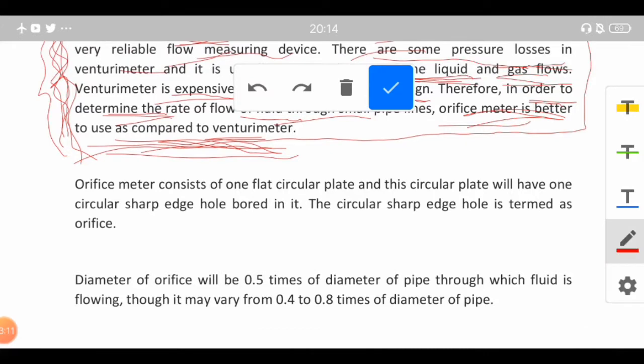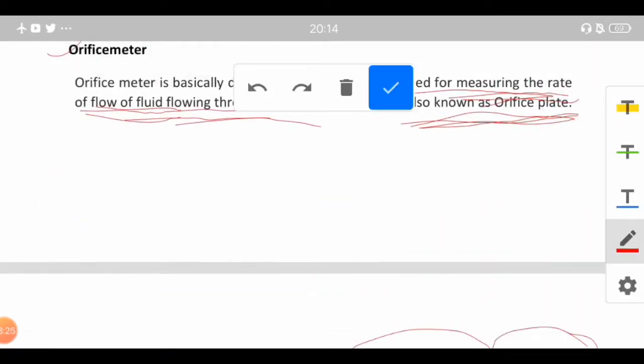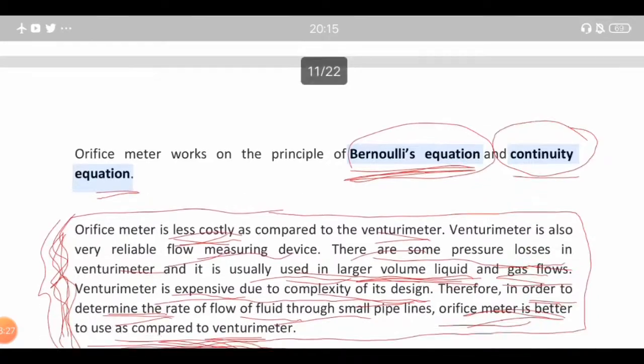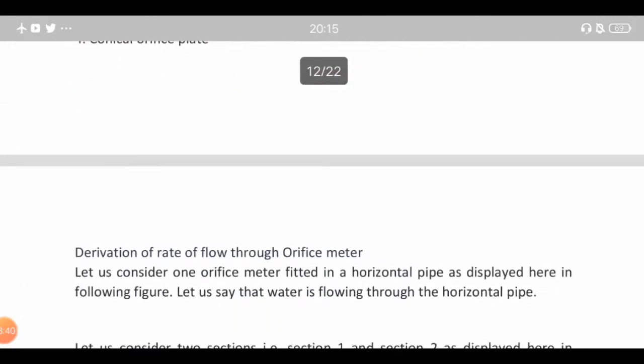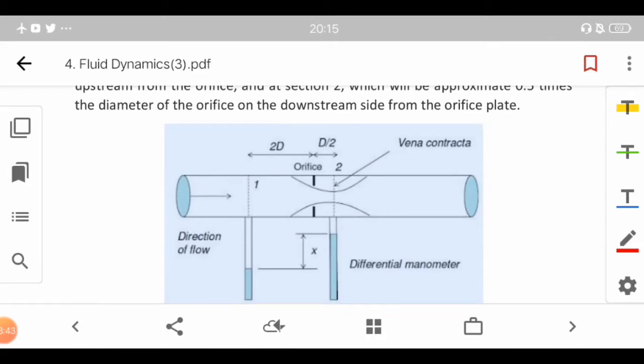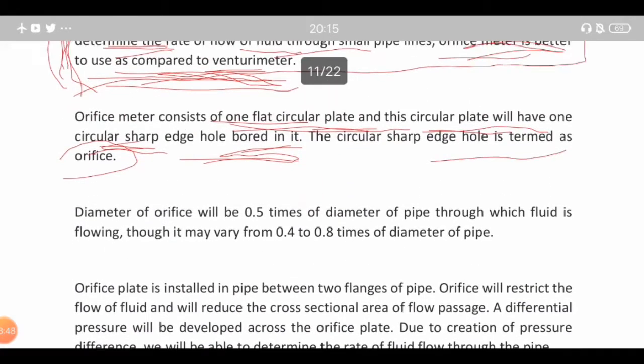Now the orifice meter consists of one flat circular plate, and this circular plate will have one circular edge hole bored in it. This is why it is also known as the orifice plate. So it has one circular flat plate, and the plate will have one circular edge hole bored in it. The circular edge hole is termed the orifice. Let's see the diagram. See, here is the diagram. Let's continue reading a little more.